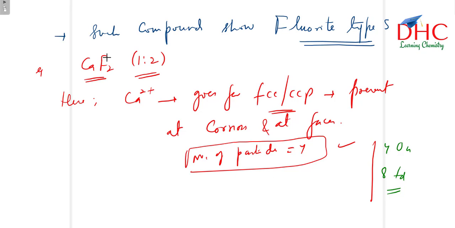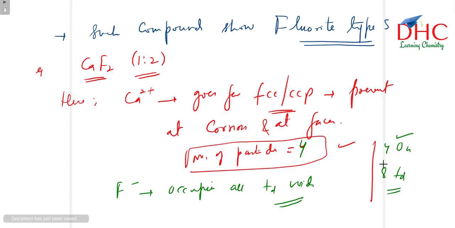Now where goes the fluoride? F negative occupies all tetrahedral voids. So tetrahedral voids 8 हैं, because number of particles are 4. If the number of particles is 4, the number of octahedral voids will be 4, but the number of tetrahedral voids will be 8. ये हमने already discuss किया है in previous videos. You can watch them, whose link has been placed in the description. तो F negative जो है ये occupy करता है all tetrahedral voids.